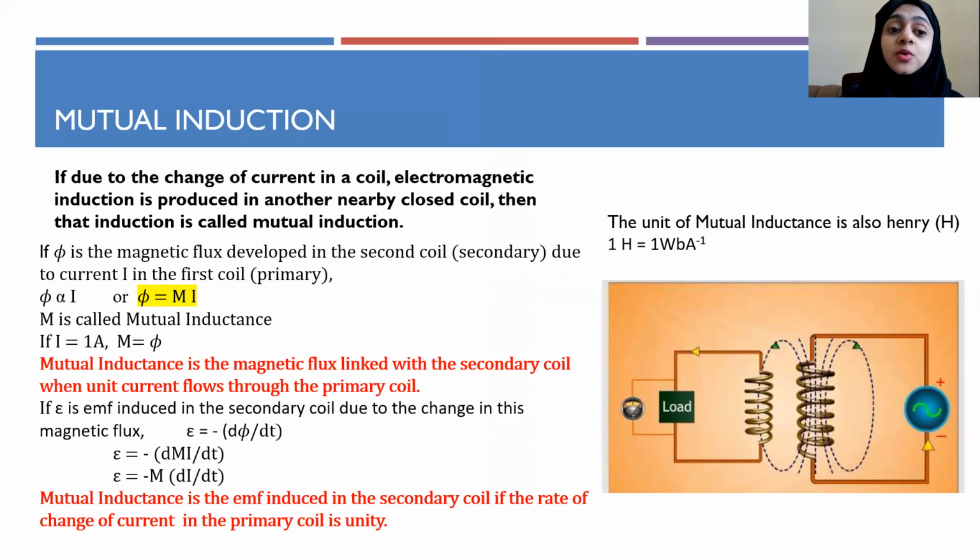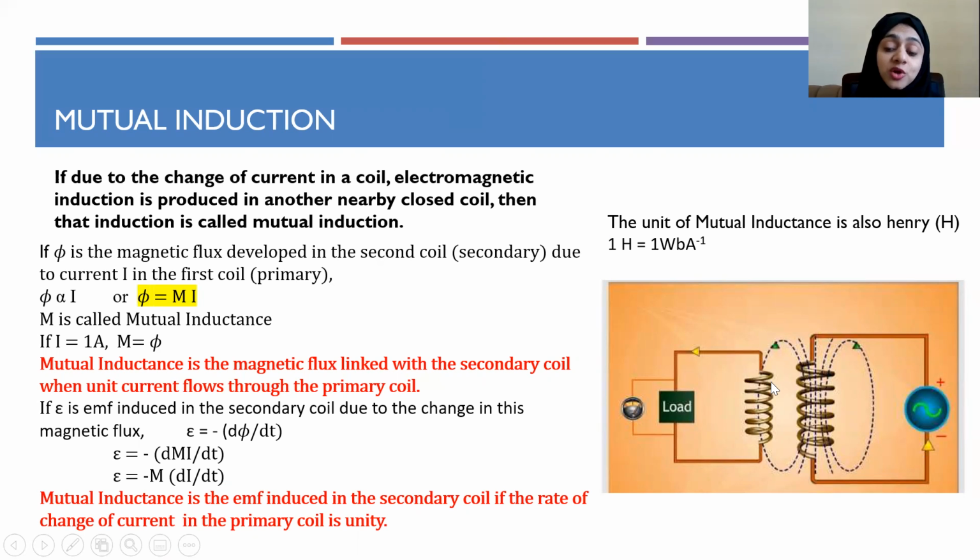Now, in mutual induction, as you can see here, there should be two coils of wire placed near to each other. One of the coils is connected to a source, a voltage source, here shown as plus minus. So this is usually called the primary, where we apply a voltage. This is called the primary, or I will call it the first one. So here, the first coil of wire, we are applying a voltage.